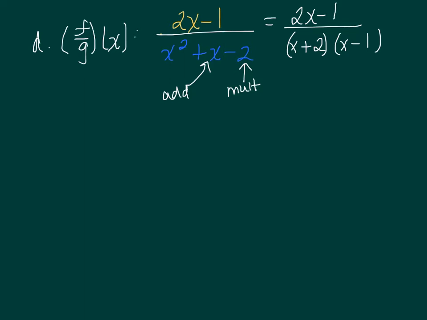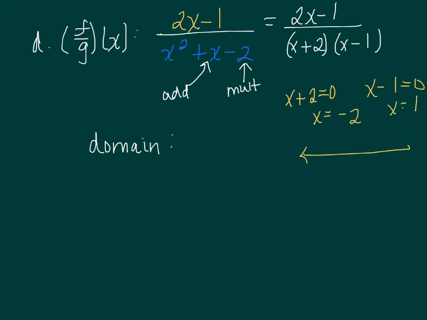Well, we have to figure out, since there's a fraction, we have a denominator, we have to figure out what would make the denominator 0. So I'm going to set each one equal to 0 to see what we would have to exclude from our domain. So negative 2 and positive 1. So that means on the number line, we can't use negative 2 and we can't use 1.